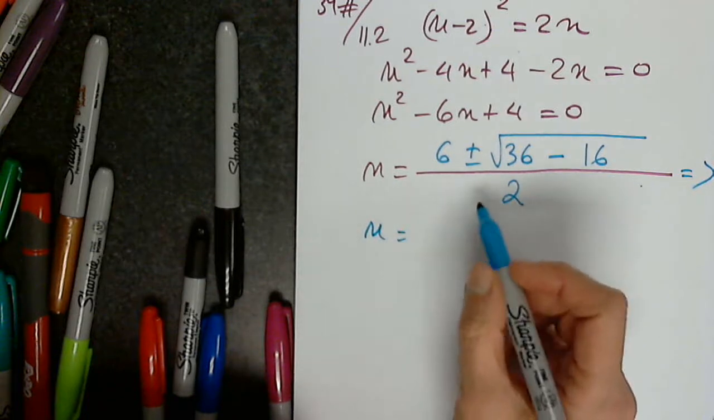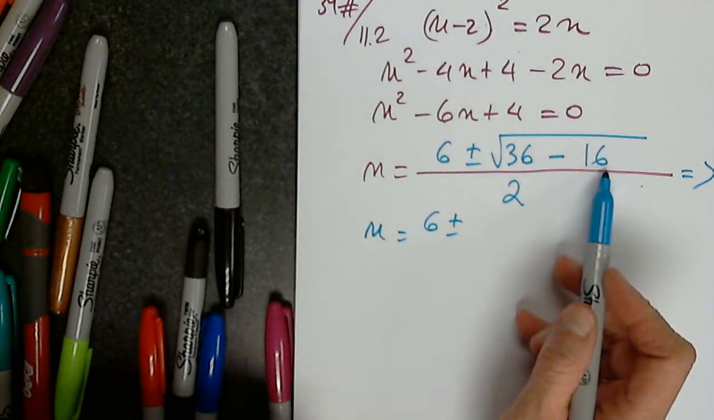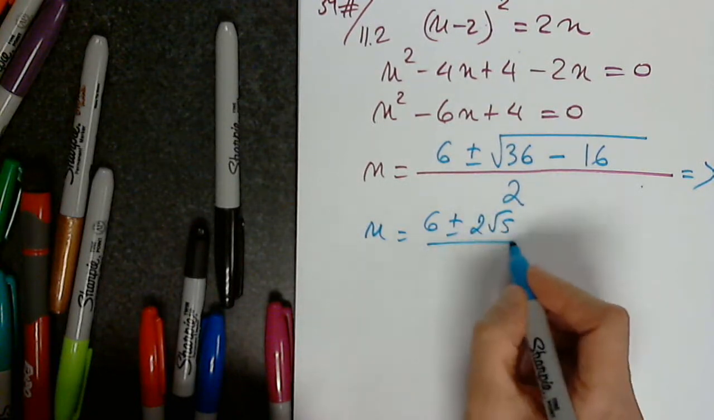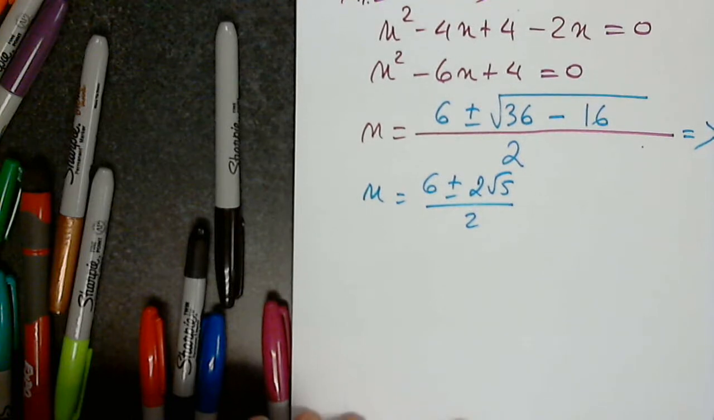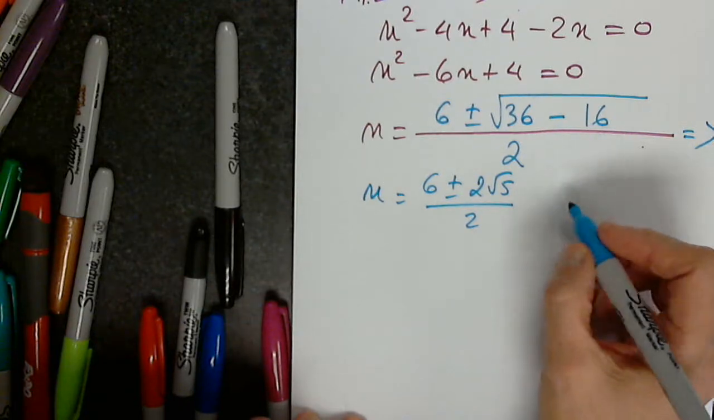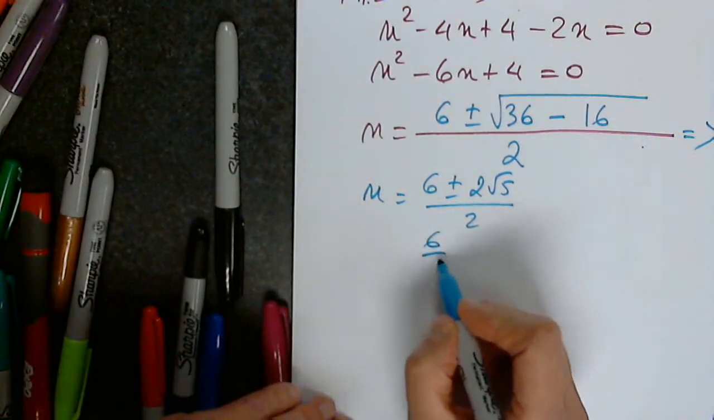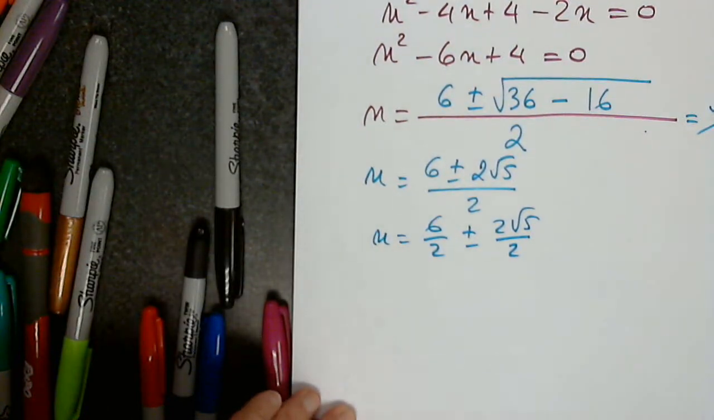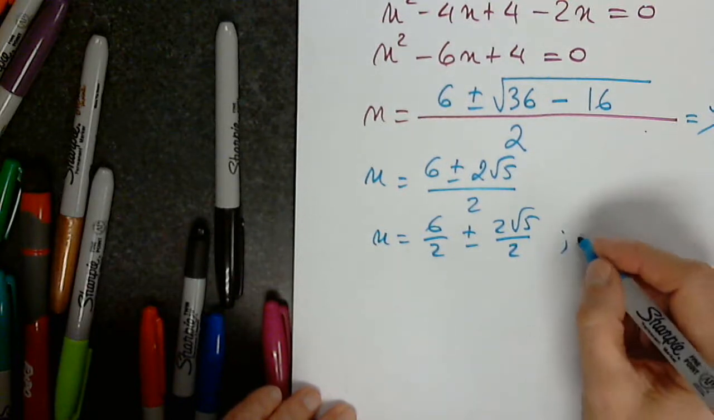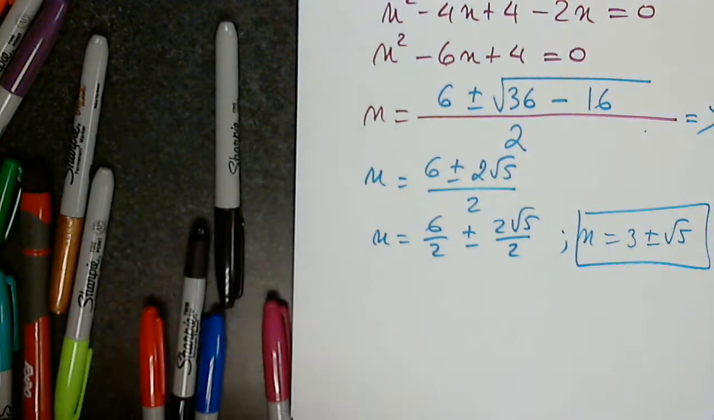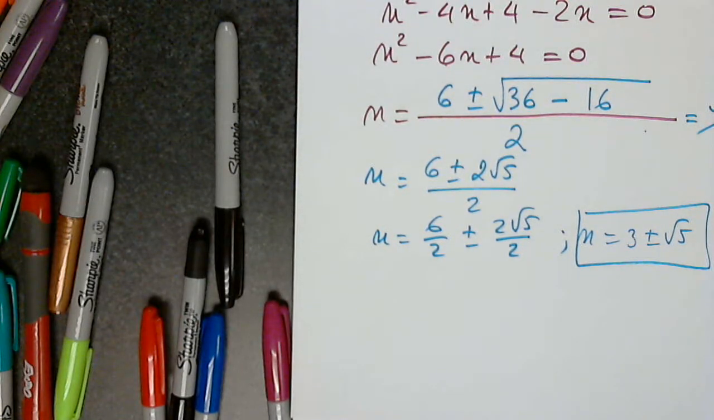So from here I have n equals 6 plus or minus the square root of 36 minus 16, which is 20, which is 2 times the square root of 5, as we know from the previous chapter. And again, I cannot simplify terms. So I can separate the fraction into 6 over 2 plus or minus 2 the square root of 5 over 2, or factor out and simplify, whatever you want. So it still is 3 plus or minus the square root of 5. Is that okay? Yes? Perfect.